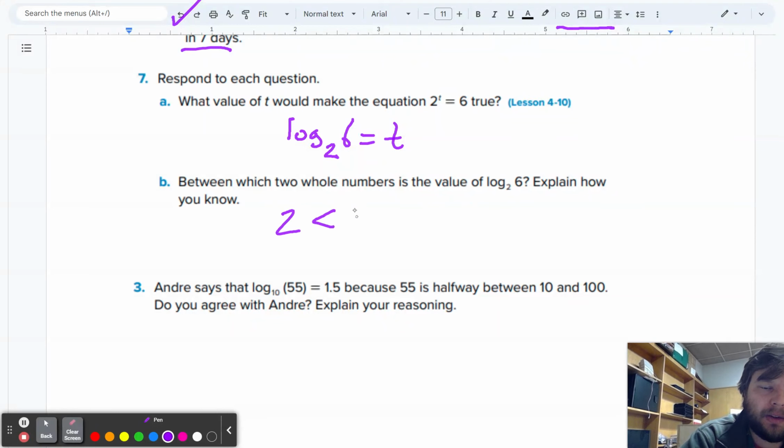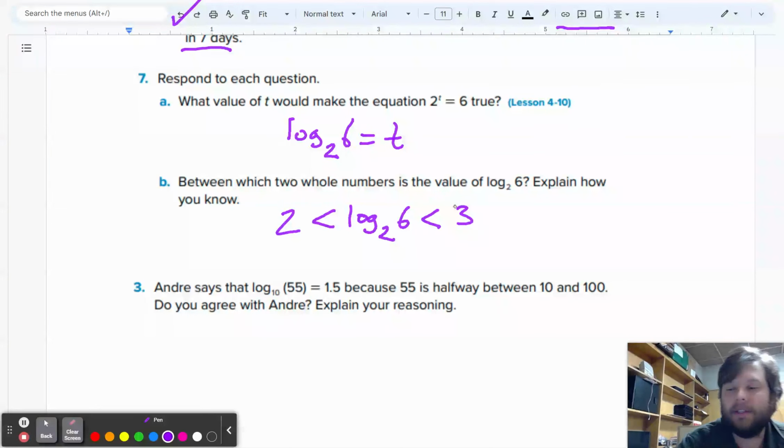How do I know it's bigger than 2? Because log base 2 of 4 is equal to 2. How do I know it's smaller than 3? Because log base 2 of 8 is equal to 3. So 2 squared is 4. That's smaller than 6. 2 to the third is 8. That's bigger than 6.